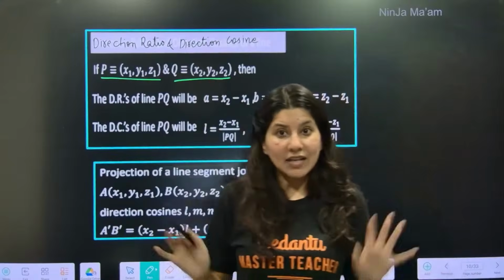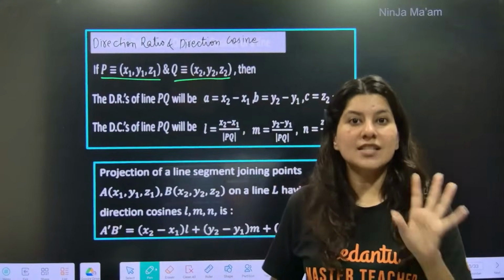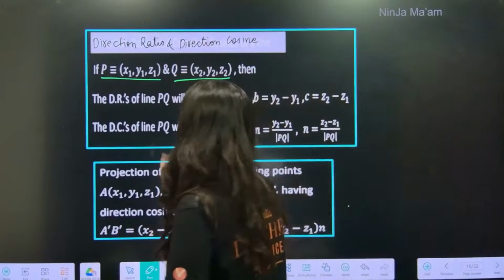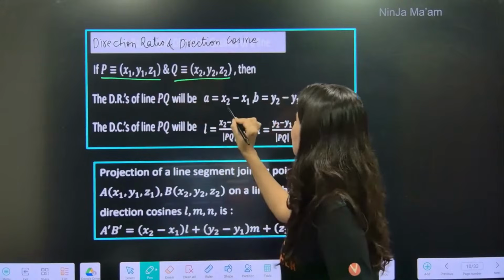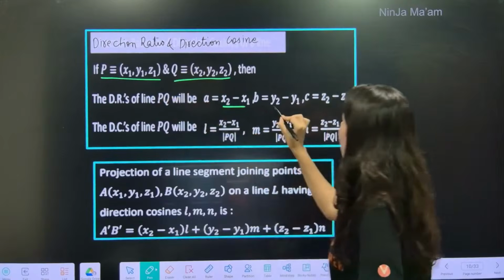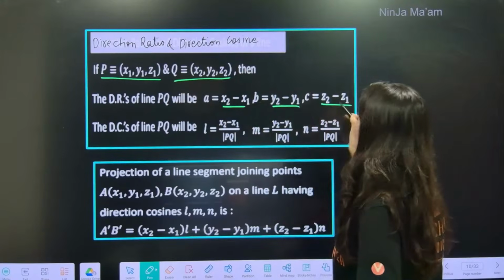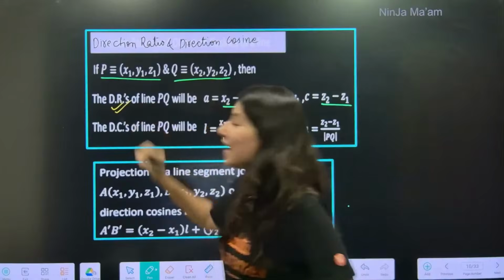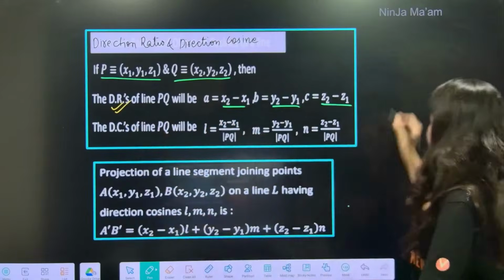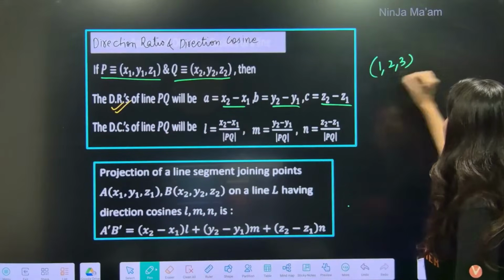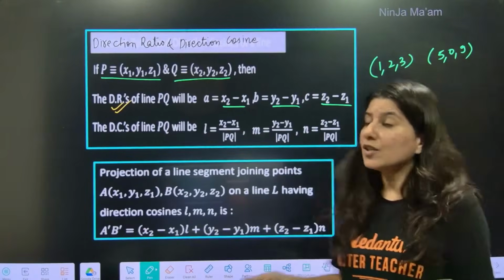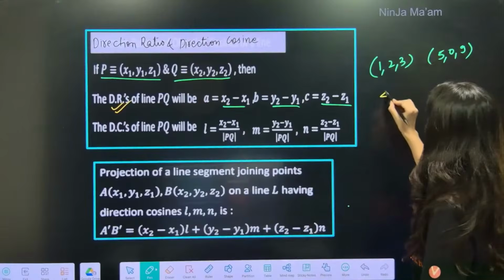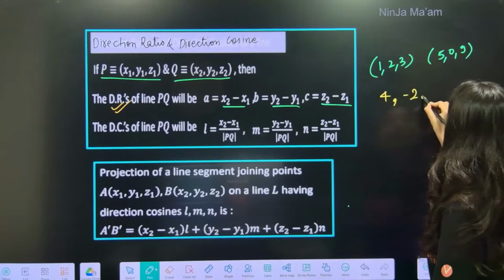Then can we write the direction ratio? That's the question. Absolutely, very easy. If 2 points are given to you, you just need to subtract: x2 minus x1, y2 minus y1 and z2 minus z1. So you will get the direction ratio. So suppose I give you 1, 2, 3 and 5, 0, 9 and ask you to find the direction ratio. You'll get 5 minus 1 is 4, 0 minus 2 is minus 2, and 6.